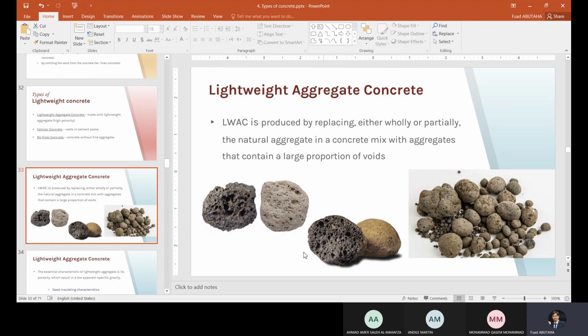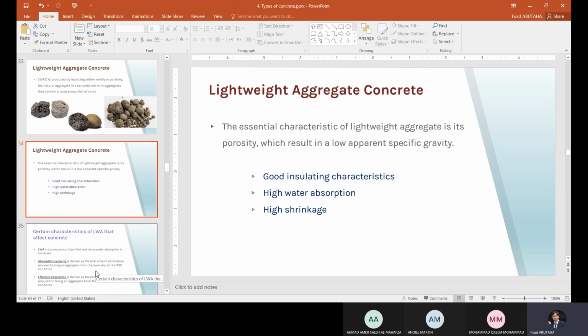But at the same time, since we have so many voids inside the concrete itself, it will also decrease the strength of the concrete. So you need to understand that yes, we can get lighter weight concrete, but at the same time lower strength of concrete.